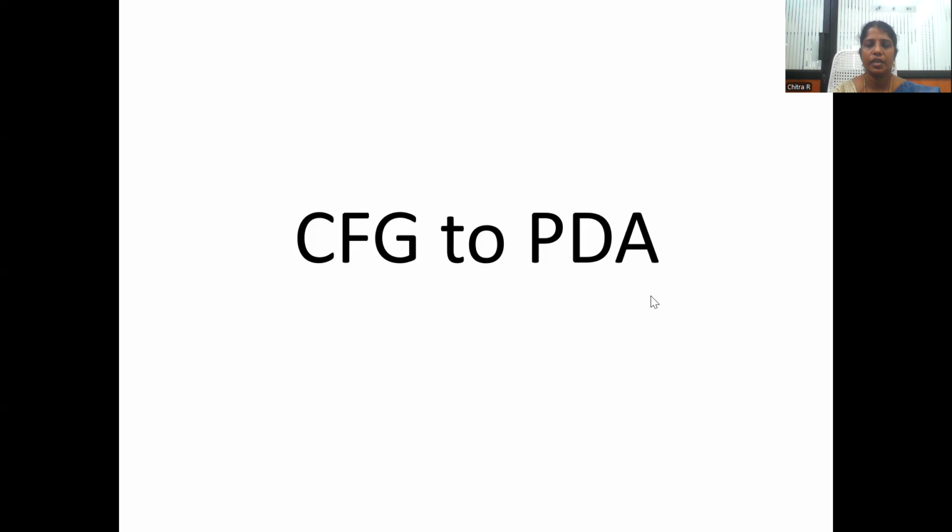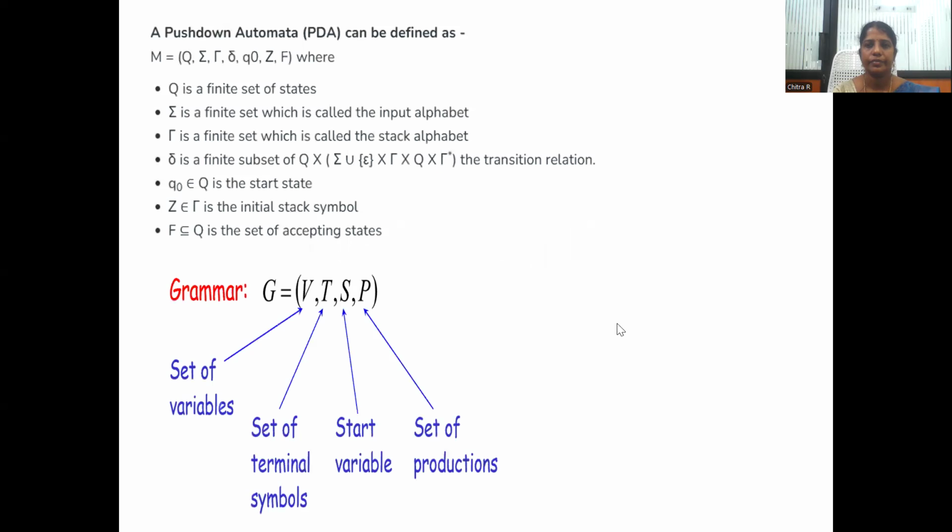In this video, you will see how to convert a context-free grammar to a pushdown automaton. We know that the pushdown automaton can be defined as M = (Q, Σ, Γ, δ, q0, Z, F), where Q is the set of states, Σ is the input symbols, Γ is the stack symbols, and δ is the transition function. q0 is the initial state, Z is the top of the stack, and F is the set of final states.